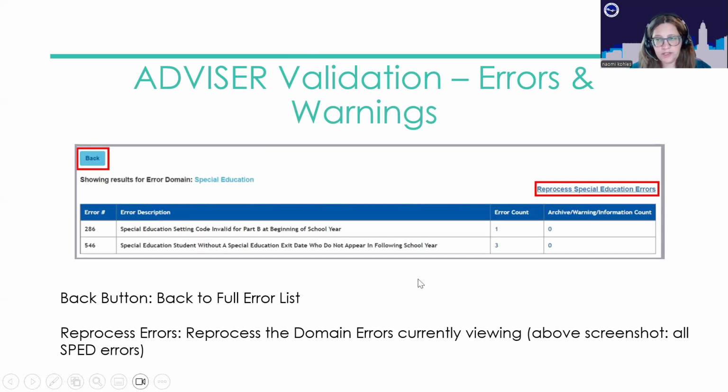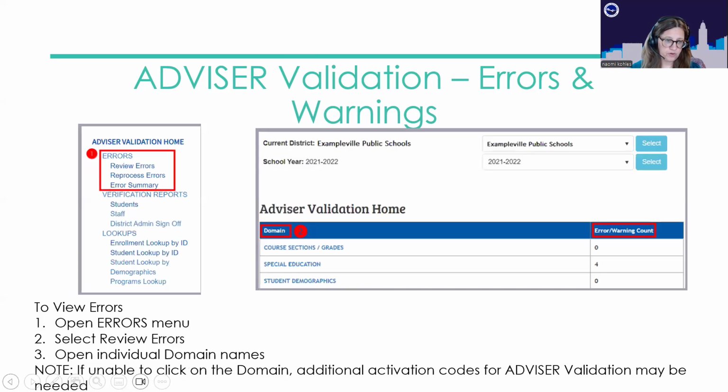All right, once you've resolved the error, you want to reprocess it. You want to make sure, did I fix the problem? Typically, you have to go back to your student information system, update the data there, resend it into Advisor, and once you've done that, you want to reprocess your errors. You can do that by each domain. This screenshot is about special education, or on the home page, over here, there's a reprocess errors button, and you can actually reprocess every single one of your errors as well if you want.